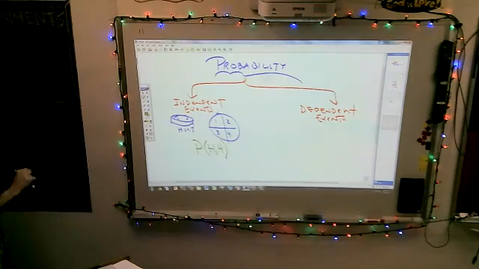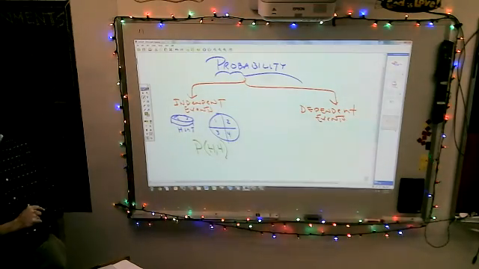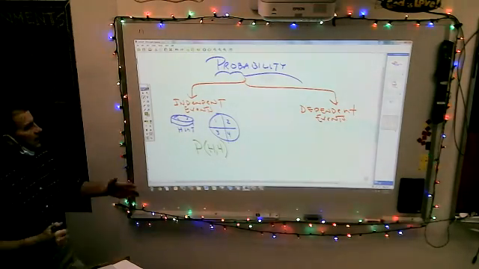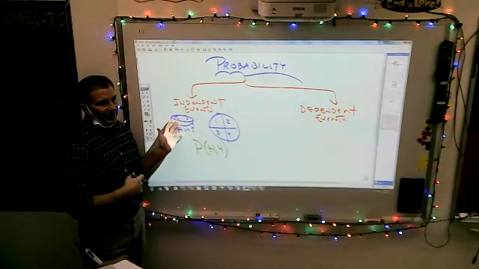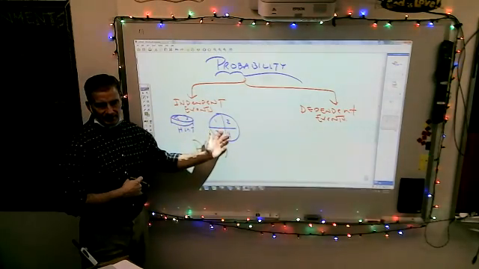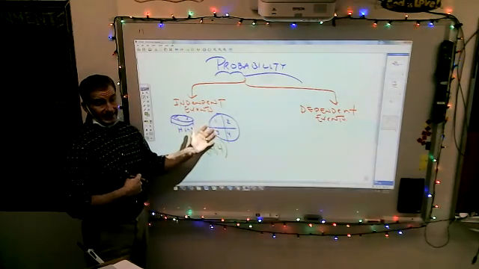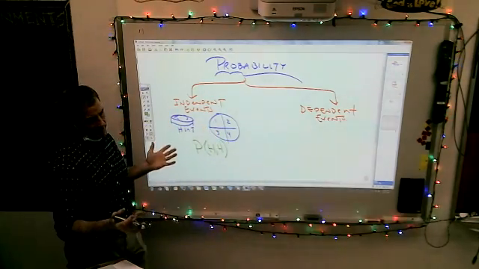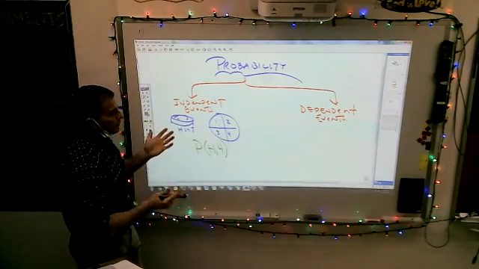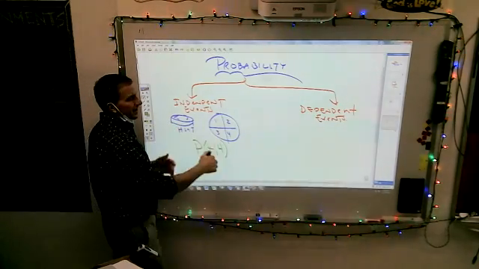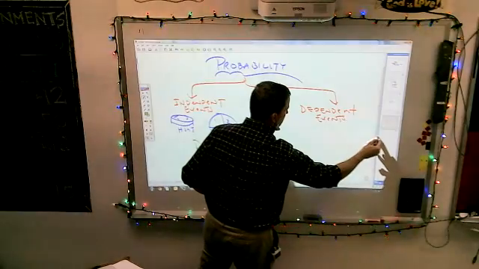Those are called independent events because flipping this first coin has nothing to do with the spinner. Whether I flip heads or tails doesn't change the probability of me spinning anything. So it's called independent. The one doesn't depend on the other. How do I find that probability, ladies and gentlemen? Do you remember?